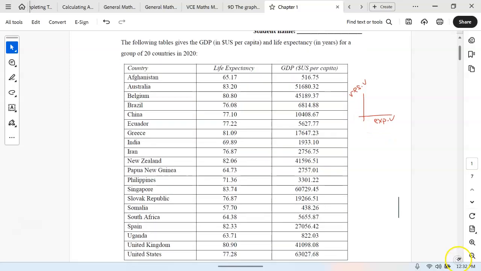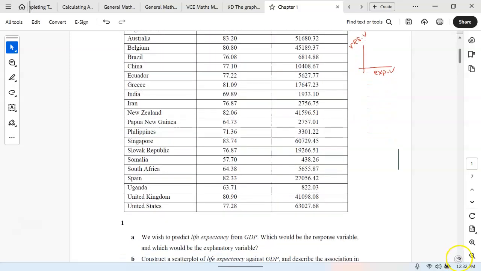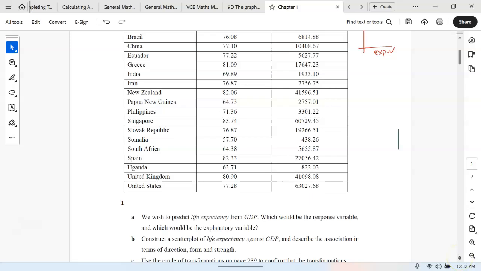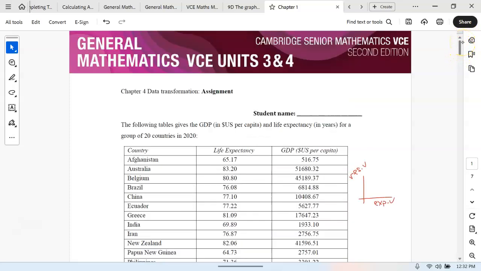What comes first, life expectancy or the wealth of a country? Or we can have a look here. We are predicting life expectancy. We're always going to be predicting our Y, all right, our response variable. So life expectancy is our response. So I'm just going to do RV, which is our Y, and our gross domestic product is our explanatory variable.